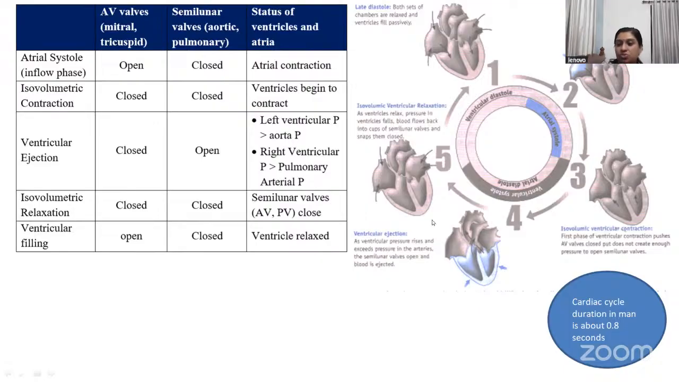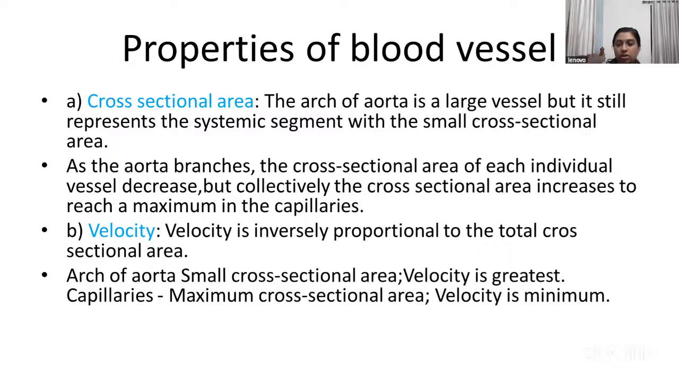So what is the duration of the cardiac cycle? The duration of one cardiac cycle is about 0.8 seconds. Now coming to the properties of blood vessels.